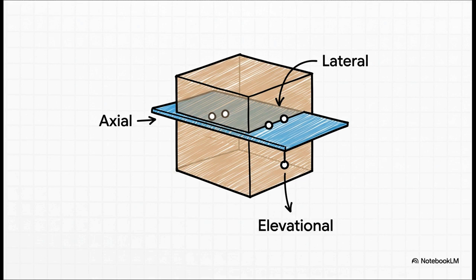Lateral resolution is telling apart two objects that are side by side. We improve this by focusing the beam to make it as narrow as possible. And finally, elevational resolution, which is determined by the thickness of the ultrasound slice itself. Understanding these helps us intelligently adjust our settings to optimize the image for whatever question we're trying to answer.